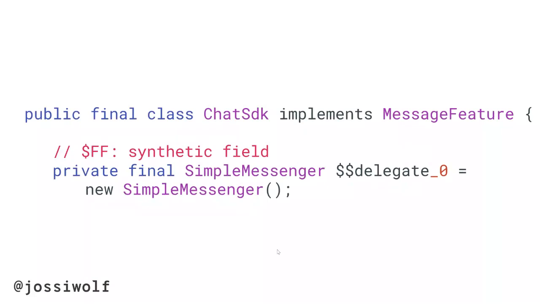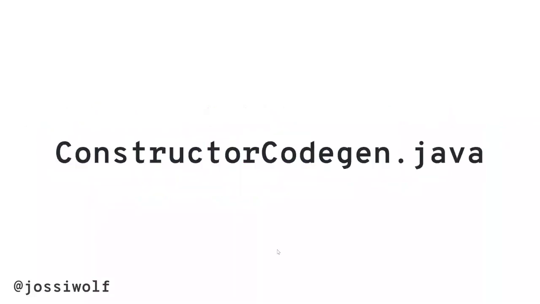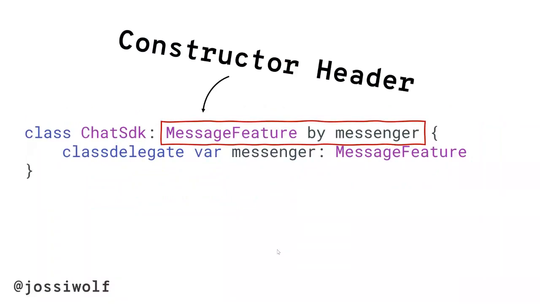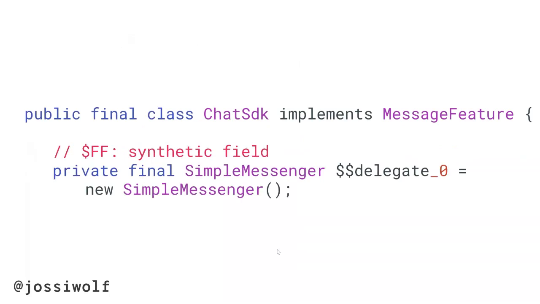So what we would try to do instead is write our nicer implementation, right? Chat SDK, which implements the message feature interface by messenger, and the messenger is a field within the chat SDK class. So what we would want this generated code to look like is that it doesn't point to the instance of new SimpleMessenger. So we wouldn't want to have new SimpleMessenger in there, but we want to have it point to our field, which is messenger. That way we can change things later on, and it's a very naive implementation, but it works. So that's a step forward.